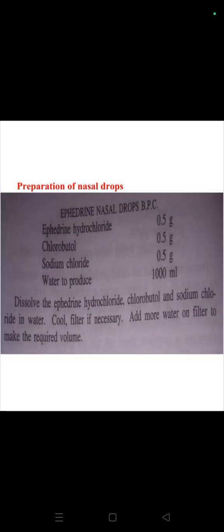Then preparation of nasal drops. Ingredients include ephedrine nasal drops preparation: ephedrine hydrochloride, chlorobutol, sodium chloride, water to produce 1000 ml. Then preparation: dissolve the ephedrine hydrochloride, chlorobutol and sodium chloride in water. Cool, filter if necessary. Add more water through the filter to make the final volume.